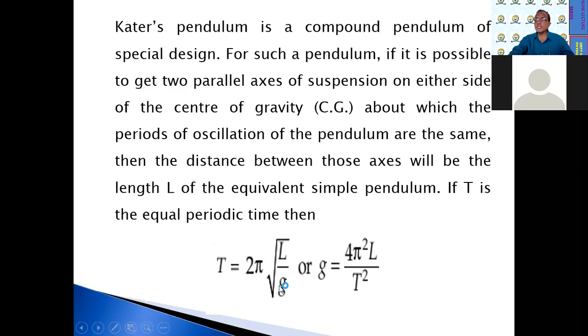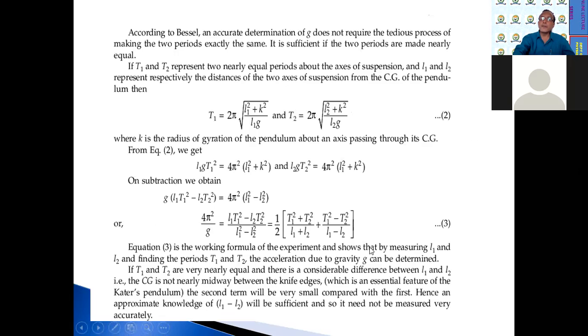अगर हम इसको यहाँ से g के लिए वैल्यू निकालना चाहें तो कितनी आएगी? इसको स्क्वायर करेंगे, T squared is equal to 4 pi squared L upon g. Therefore, the expression for g is equal to 4 pi squared L upon T squared. This is the required expression for the acceleration due to gravity.